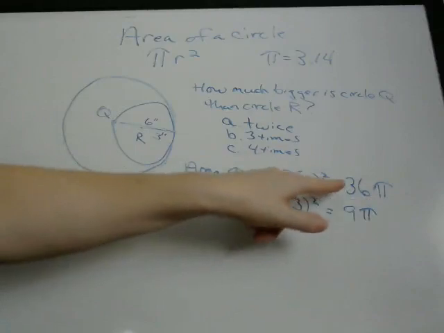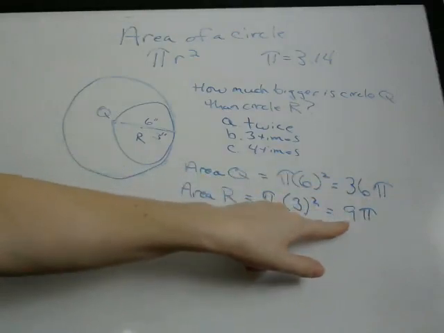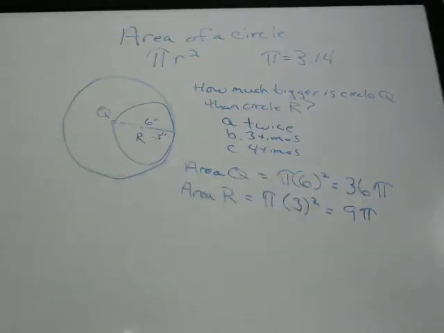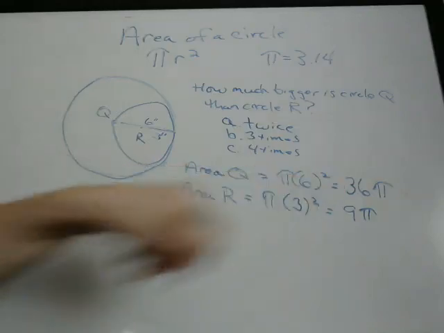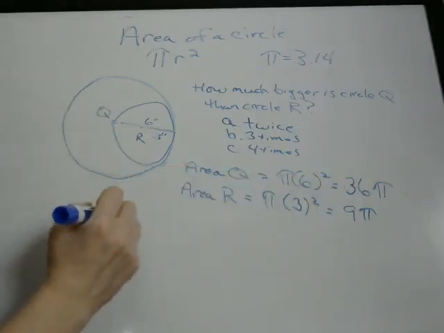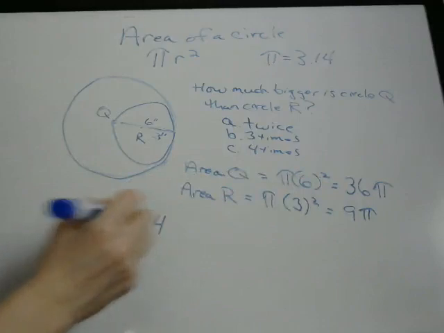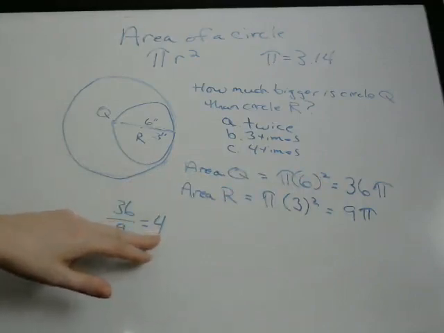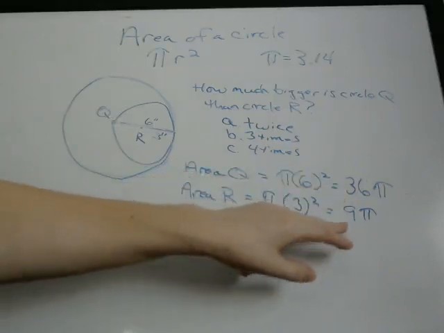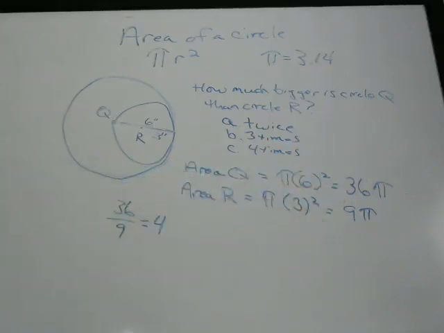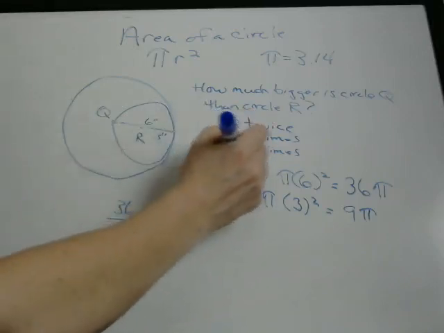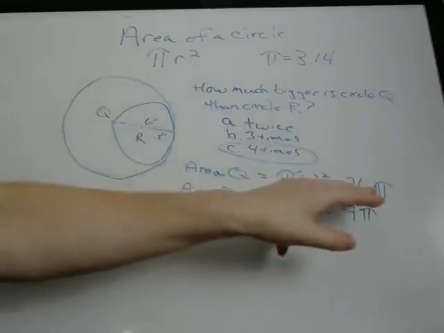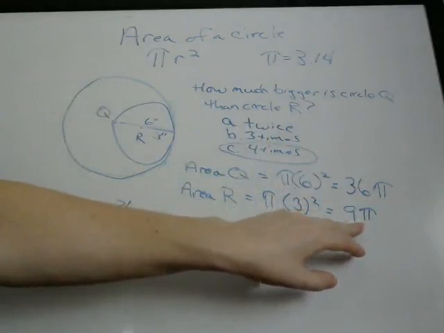How much bigger is 36 than 9? Well, the way that you can figure that out is 36 divided by 9 equals 4. Put that in your calculator if you don't know it. It's 4. So this is 4 times larger than circle R. So this is the answer, C. It's 4 times bigger. 36 pi is 4 times bigger than 9 pi.